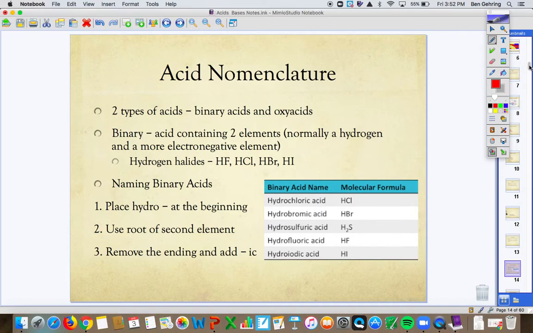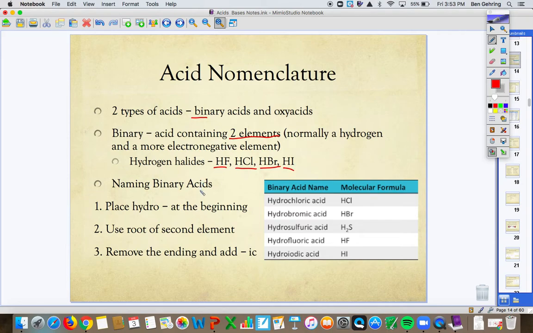First off, there are two types of acids that we deal with. The first one is called a binary acid, and the second one is called an oxy acid. So these are the two types you'll encounter. Binary acids, the bi means two. So binary acids are acids containing two elements. Typically, it's a hydrogen and then an element that's more electronegative than that. So a hydrogen and a nonmetal. For example, your hydrogen halides, HF, HCl, HBr, and HI, these are all acids. This is hydrofluoric, hydrochloric, hydrobromic, and hydroiodic.